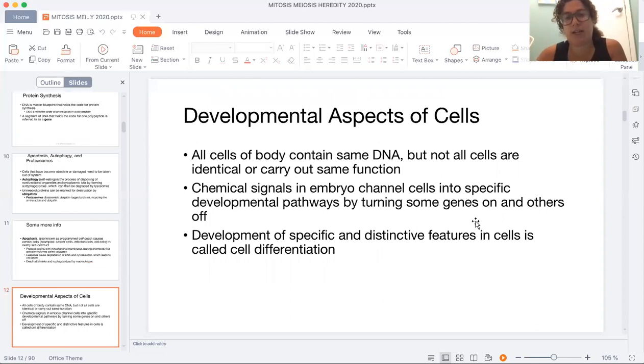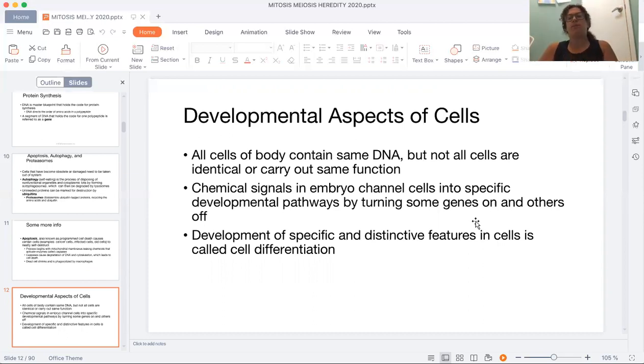And then as far as aspects of development of cells, all cells of the body contain the same DNA, but not all cells carry out the same function. For example, your ovaries or testes have a very different job than your adrenal glands. That's because the DNA is the same in every cell, but not all the cells are signaling for the same mechanisms to occur at the same time.